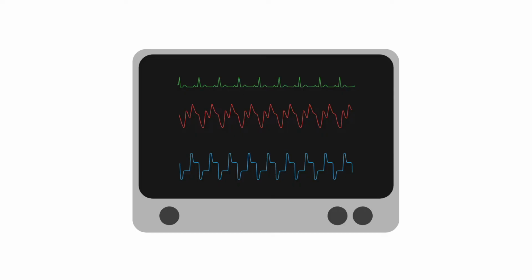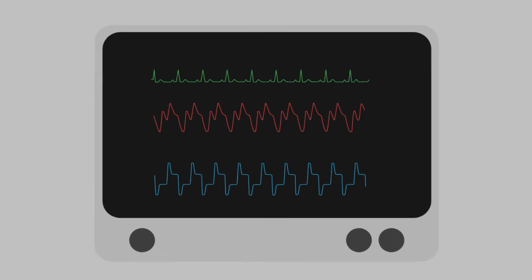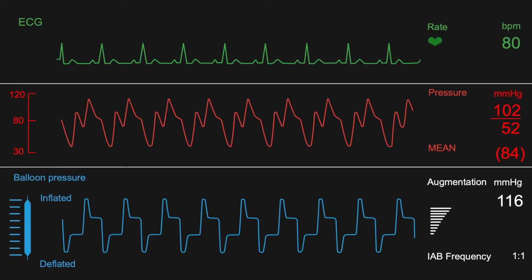In the last lesson, we finished on a graphical representation of what you see on a balloon pump console monitor. Here's what that monitor looks like in real life. At the top, in green, is the ECG tracing. This patient has a heart rate of 80 beats per minute and is in normal sinus rhythm.